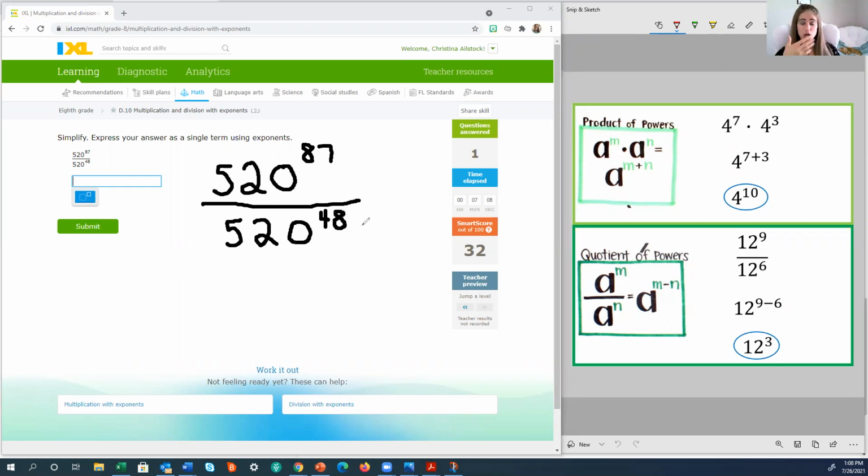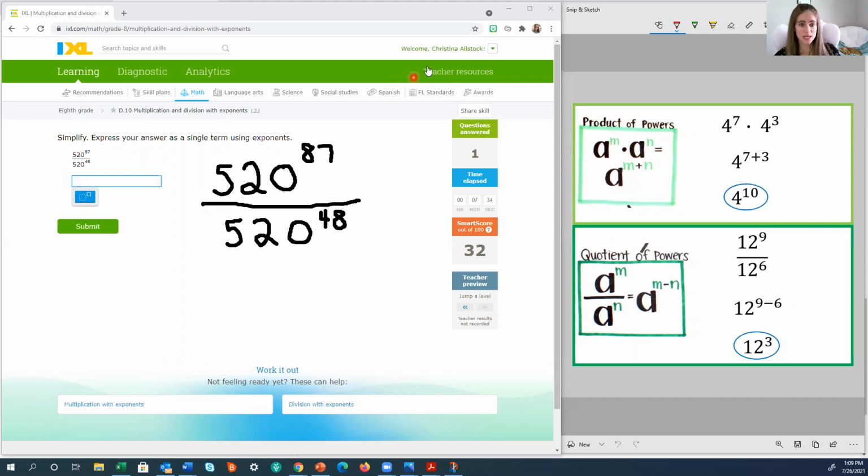All right, first thing, I know I'm dealing with exponents, but I better make sure that the bases are the same. Otherwise, there's not much I can do. Do they have the same base? Yes, they do. We have 520 and 520. So now, what's the operation? I see a fraction, which means division.